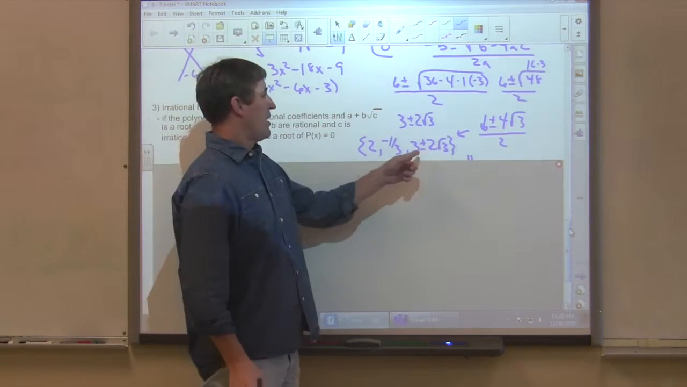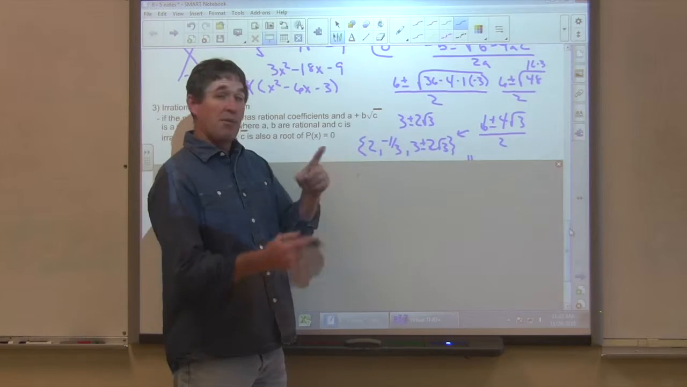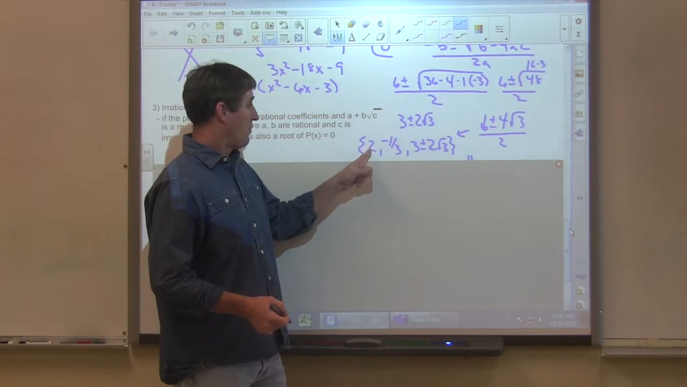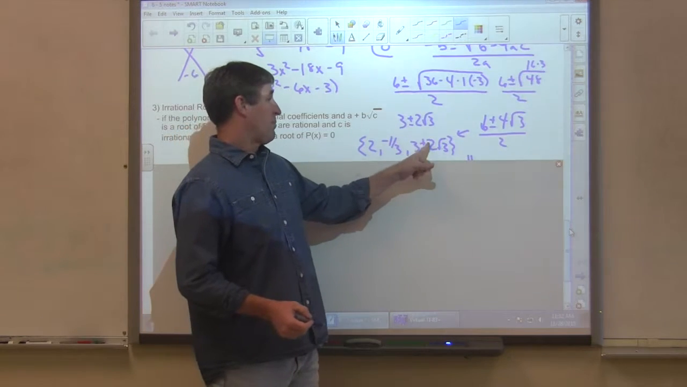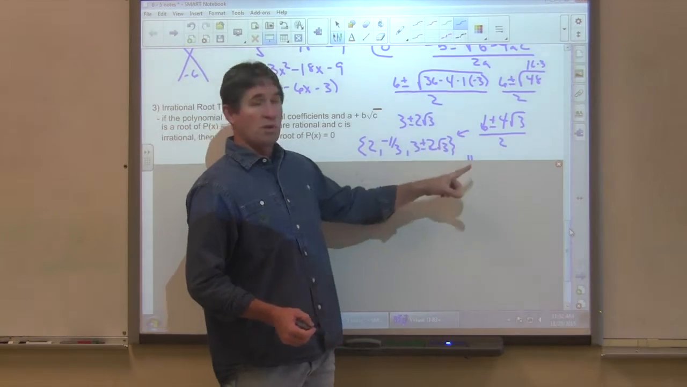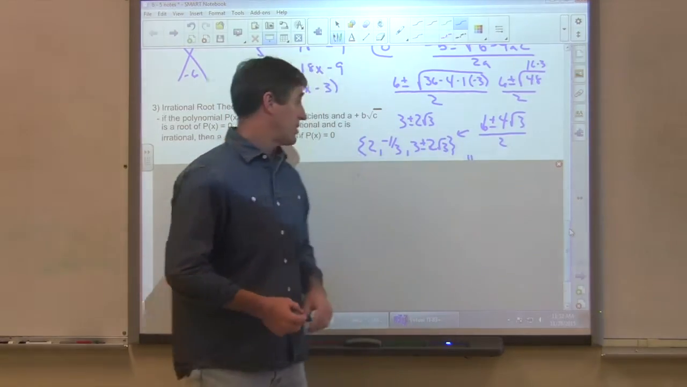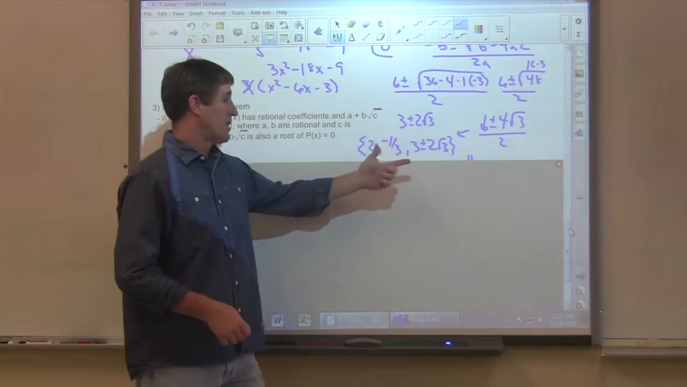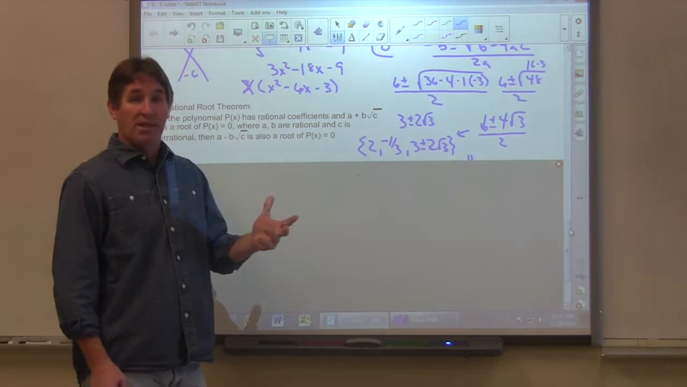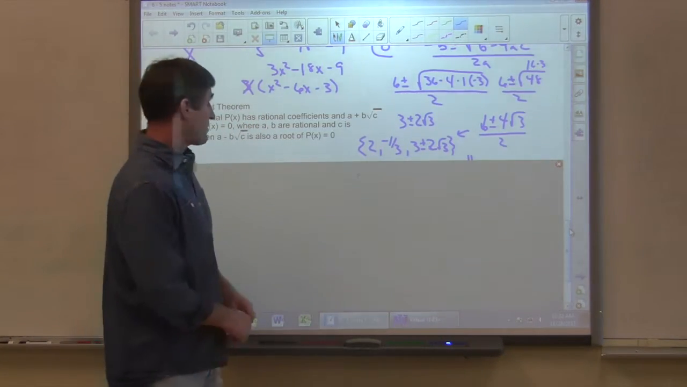So you can see we said we were going to have 2 positive answers and 2 negative answers. Well, we have 1 positive here and 1 negative. 3 plus 2 square root of 3 is going to give me another positive solution, and 3 minus 2 square root of 3 is going to give me another negative solution. So we have our 4 solutions, and so we've finished the problem. As you can see, it's quite a process to go through. You have to be careful.